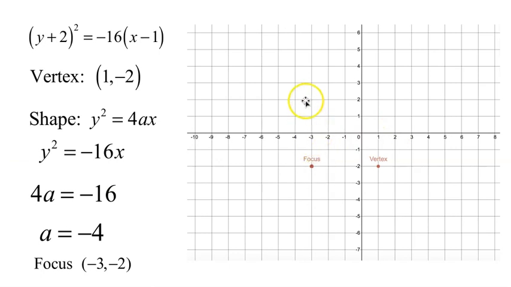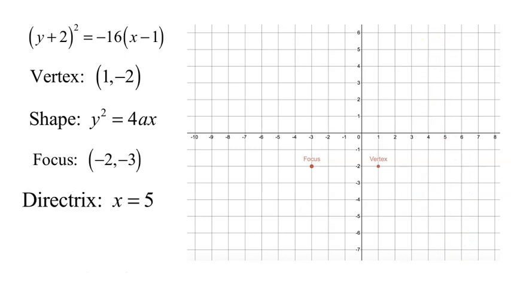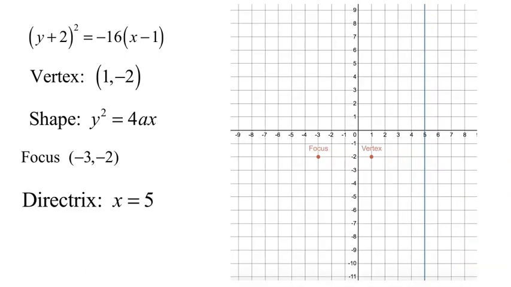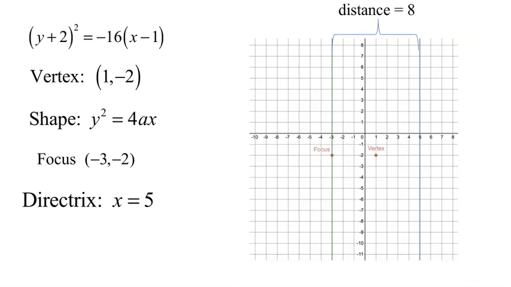And then we've got to find 2 points on the line through the focus that are on the parabola. Let's find our directrix first. 1, 2, 3, 4 units from the vertex to the focus. So 1, 2, 3, 4 units to the directrix. The directrix is this vertical line. Vertical line is x equals 5. So we have our directrix here, we have our vertex, we have our focus. Now find 2 points on the line through the focus that are on the parabola.